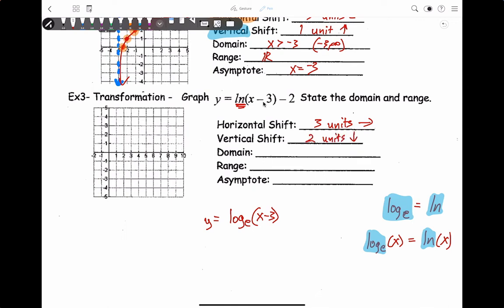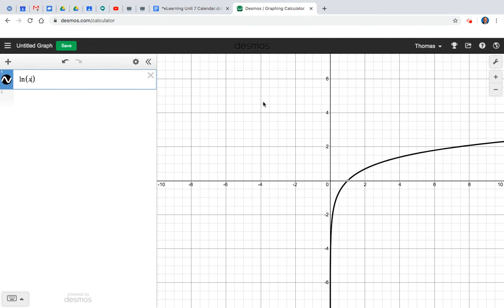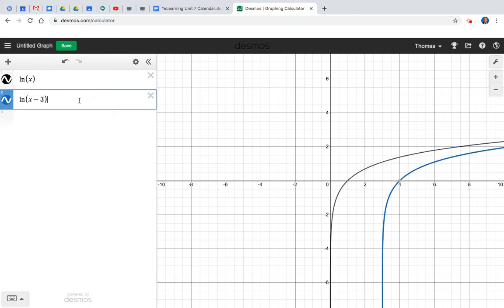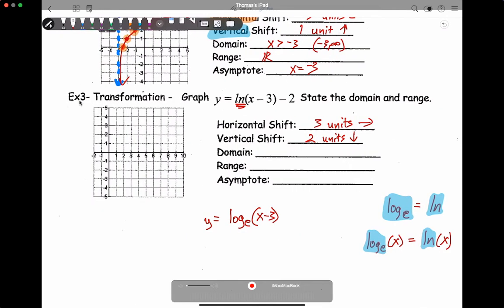Okay, so when I come over here, we'll see that this does in fact move 3 to the right. And then I will subtract it. You know what I'll do? I'll show you with this original one. And then I'll say natural log of x minus 3. You saw it shift to the right. And then minus 2. You saw it shift 2 down. Okay, so that's what this one's going to look like over here.